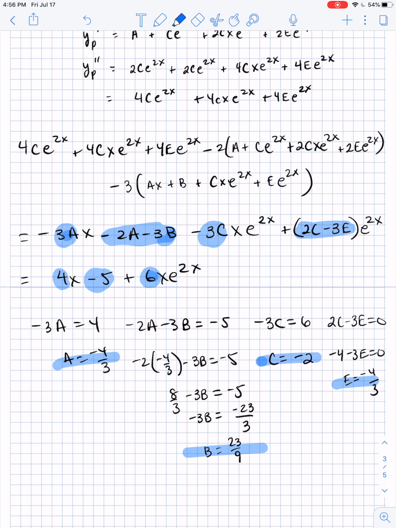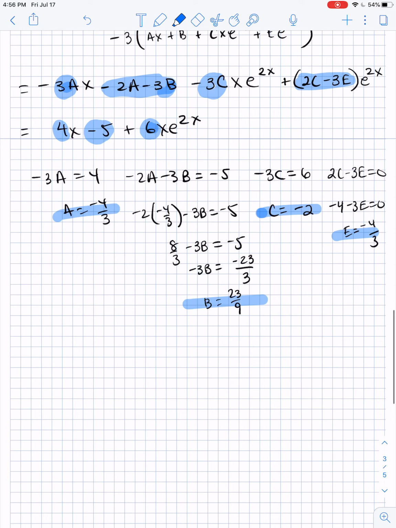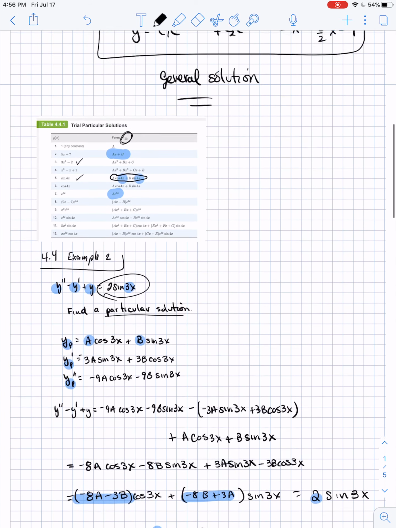So now for our particular solution, I'm going to take A, B, C, and E and plug them back in to what I have up here. So my y of p equals negative 4/3 x plus 23 over 9 minus 2x e to the 2x, and then minus 4/3 e to the 2x. Now remember, when you're solving these problems, they do take a while, and we have to go all the way back up and solve the left side as if it was equal to 0.